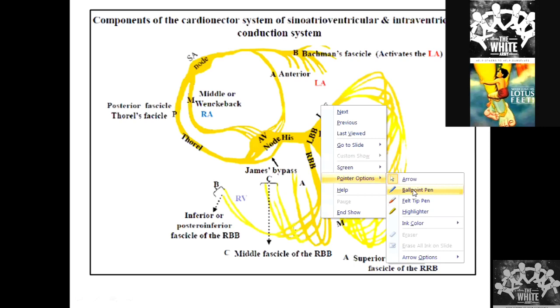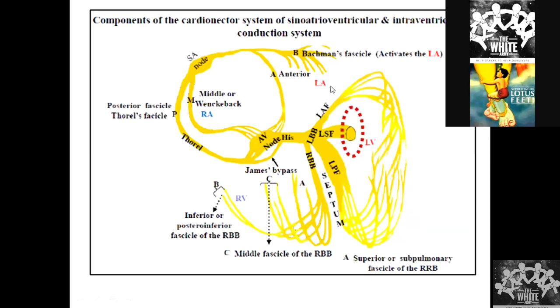So you can have a block in any of these, in the normal conduction pathway. So let's say there is a block here, or there can be a block here, or there can be a block here, or there can be a block here. So if this whole thing is affected, it's a part of a left bundle branch. So this is called a left bundle branch block. And if this whole part is affected, this is called a right bundle branch block.